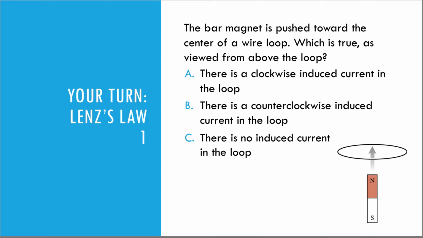It says that there's a bar magnet pushed toward the center of the loop, which is true. There's going to be a clockwise induced current, a counterclockwise, or no current. So there's going to be an induced current if the flux through the loop is changing. The flux is changing because there's a magnet moving closer to the loop.